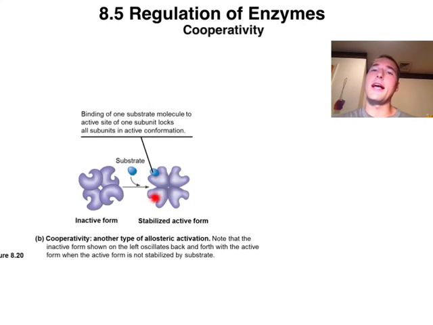It'll lock them into an active form as well, which increases the chances that if there's one substrate molecule around, there's probably more. So if I've locked these into the open state, it means that as this one's working, it's increasing the chances of these other ones working as well. And so we get this idea of them cooperating together or working cooperatively, and so that is that idea. Next we're going to talk about feedback inhibition.